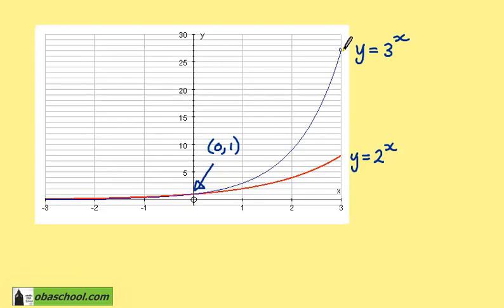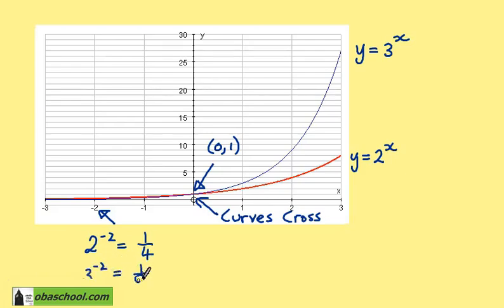So to the right of the y-axis, 3 to the x is above 2 to the x. So the curves cross at the point (0, 1). As mentioned, to the left of the y-axis, the blue curve is below, and for example, 2 to the minus 2 is 1/4, but 3 to the minus 2 is 1/9, so we can see why 3 to the x is below 2 to the x to the left of the y-axis.